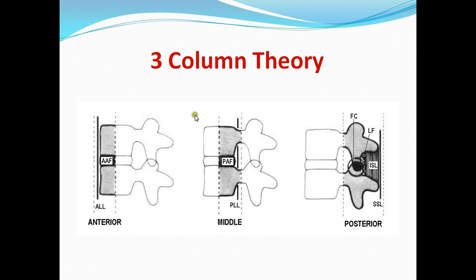Suppose this patient is having involvement of the anterior as well as posterior column, both are damaged, so this is unstable and surgery should be done. Or if there is involvement of the posterior column and middle column, both are damaged, this patient needs surgery. And if all three columns are damaged, again the patient is unstable, the spine is unstable, and that patient needs stabilization. And for stabilization, we go for surgery. And I will discuss all these surgeries in detail in the coming slides.